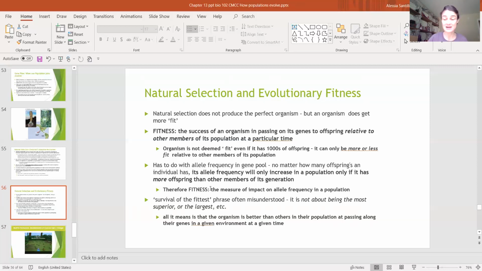So for example, my grandma had 7 kids. I have no kids. If I compare myself to her, she is more fit than I am.